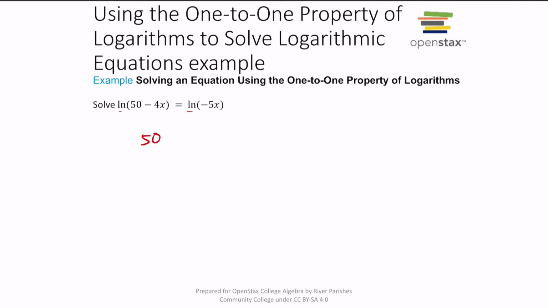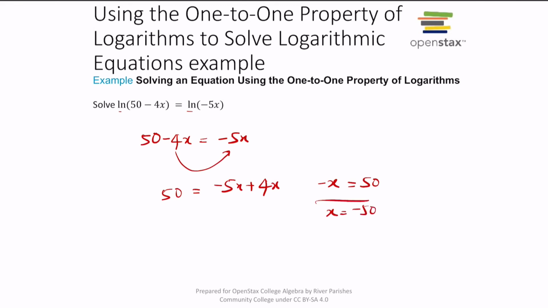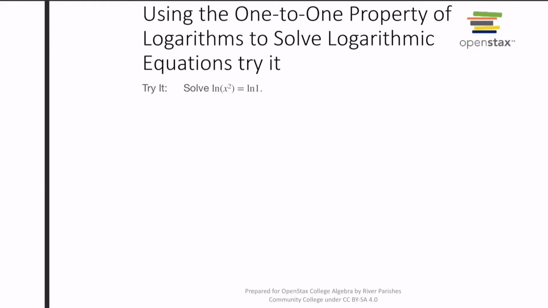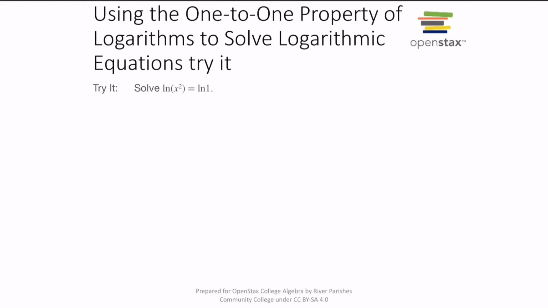Here we can write it as, if ln equals ln, then 50 minus 4x equals minus 5x. So we can push 4x onto the other side. So 50 becomes minus 5x plus 4x. So minus x equals 50, x equals minus 50. So this is how you can solve the equation.